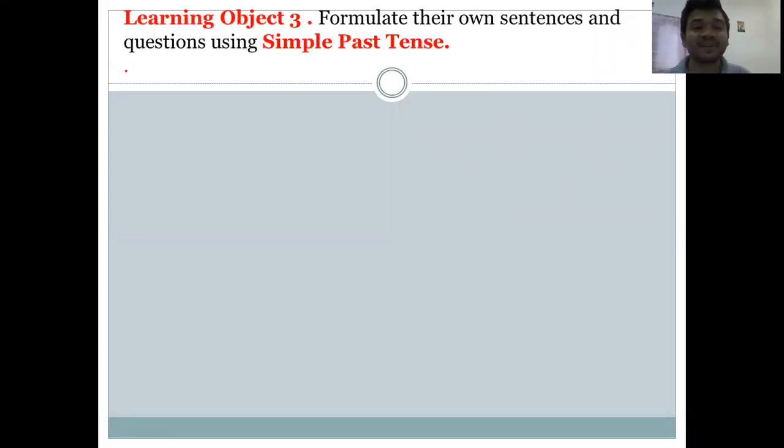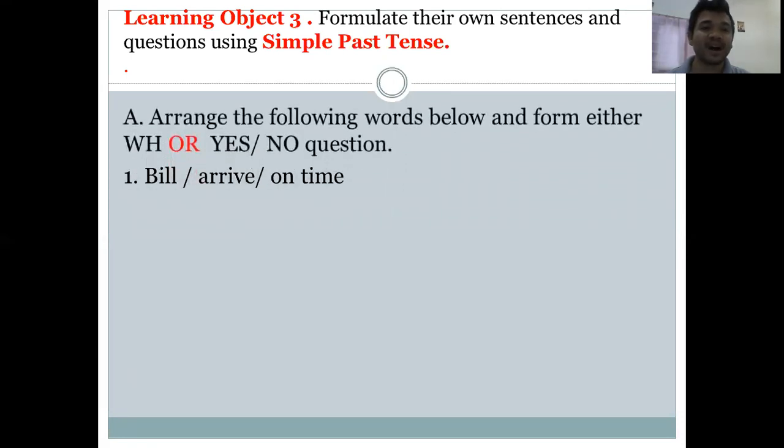Now, learning objective number 3, formulate their own sentences and questions using simple past tense. Again, you have to create or formulate your own sentence or sentences using simple past tense. Now, I'd like you to arrange the following words below and form either a WH question or yes or no question. Remember, arrange the following words below and form either a WH or yes or no question.